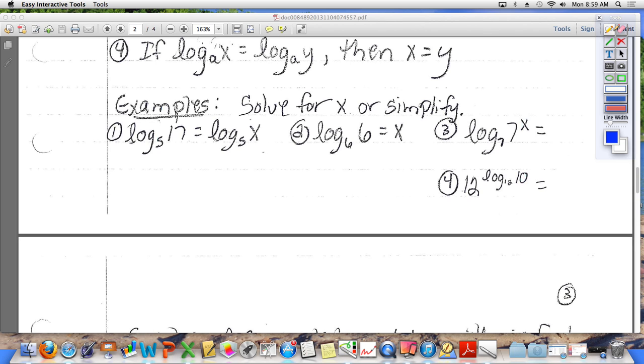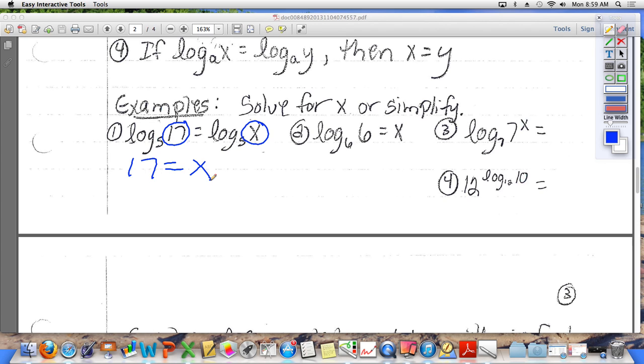Look at this, you guys. Log base 5 of 17 equals log base 5 of x. What does that mean about 17 and x? They're equal to each other. Same base values, they're both logarithms. That means the 17 and the x are equal to each other, just like we talked about in property number 4 above.